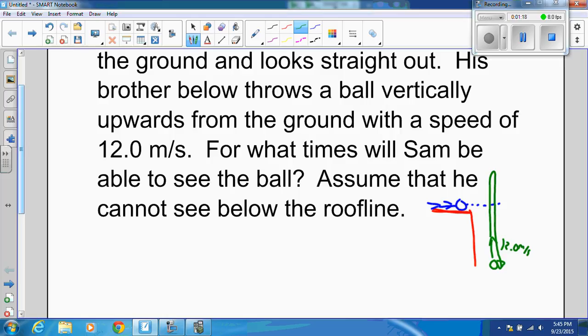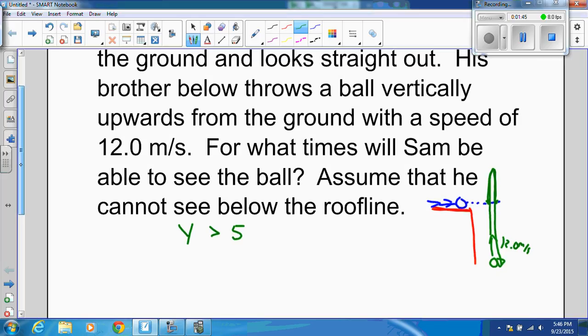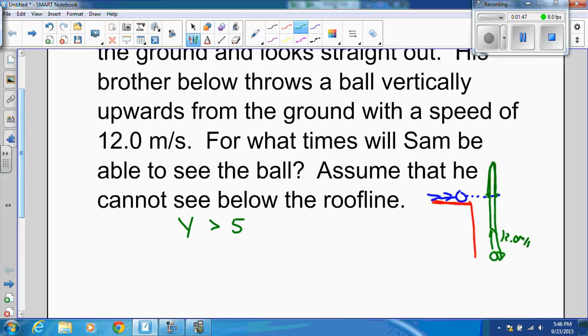Because Sam cannot see below the roof line, he is only going to be able to see when the ball is above his current height. Well, that gives us some insight into the problem, because if y is the ball's vertical position, then Sam will be able to see whenever y is greater than 5. So all we need is an expression for the ball's vertical position, and we're good to go.